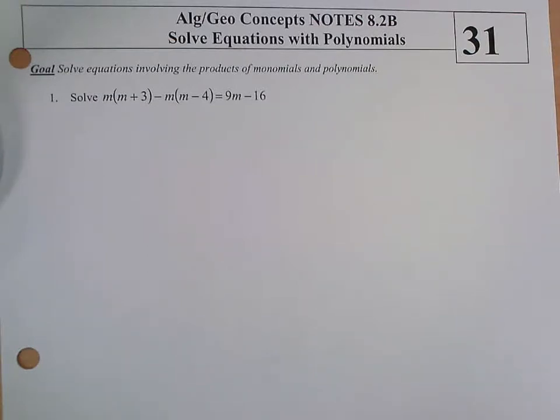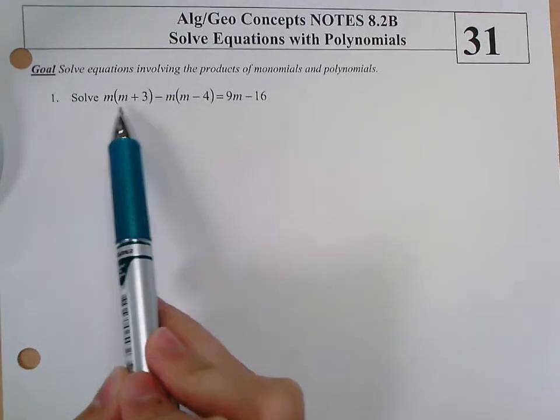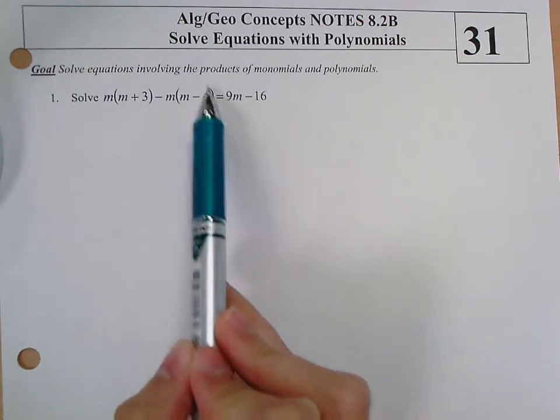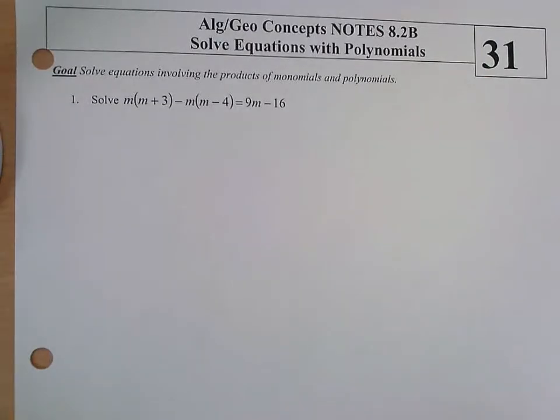When you're solving an equation, you're solving for the variable. You're trying to find the value of the variable, or you're isolating the variable. We're trying to get m by itself. So these equations, notice, contain parentheses. There's simplifying that we have to do, like we did yesterday, in order to solve for m.